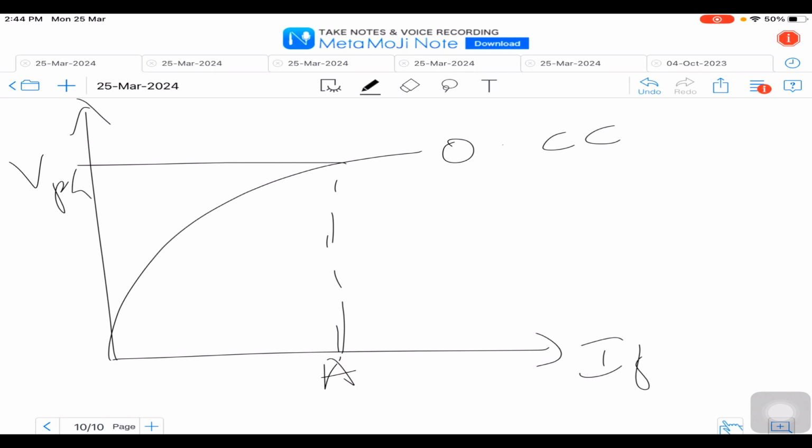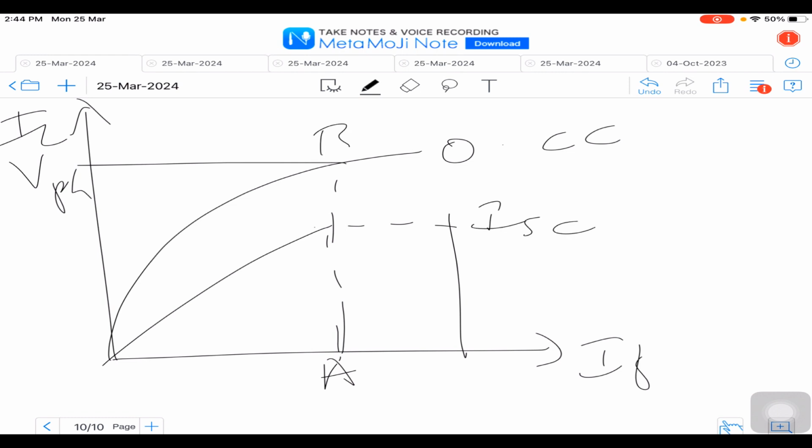Similarly, IL to IF. So this is your short circuit curve. This point is called ISC. So this is B and C. So how to do this? We have to draw the OCC and SCC characteristics on the same graph sheet, which will determine the field current that gives the ISC. At the same IF, we need to find the value of VPH.